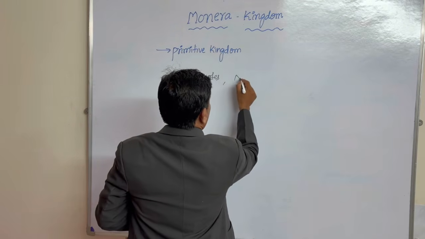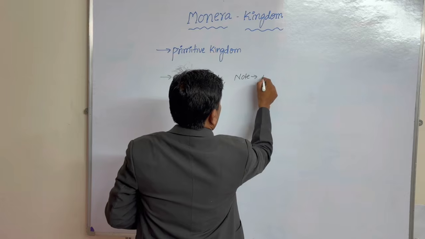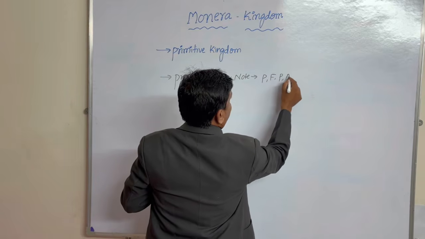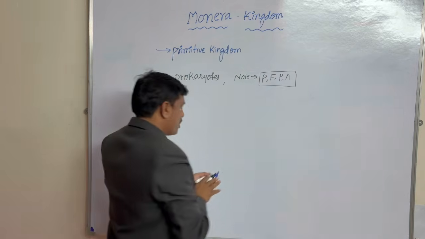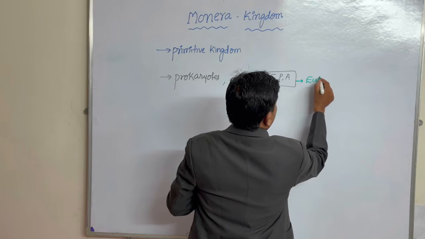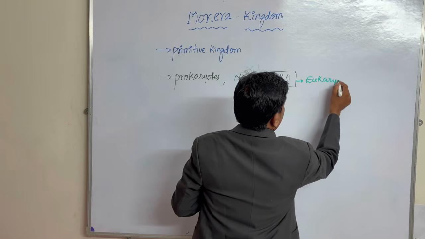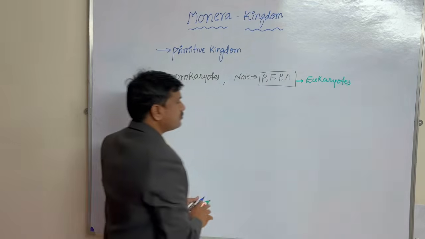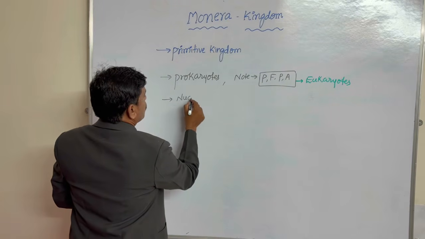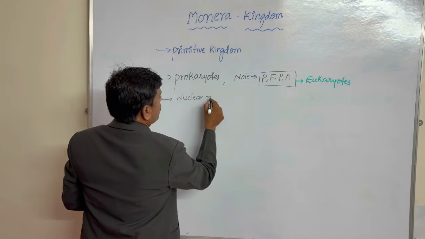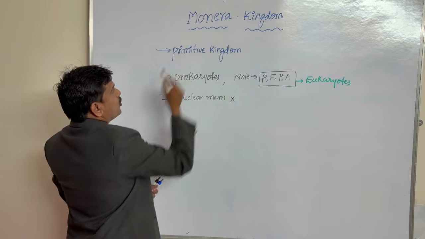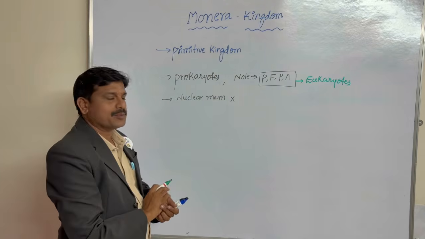Right, this is an important note. Protista, Fungi, Plantae, and Animalia. These four belong to what? Eukaryotes. So what about the nuclear membrane? How is it present? Nuclear membrane is optional. Sir, what about Monera? You told that the nuclear membrane is optional.